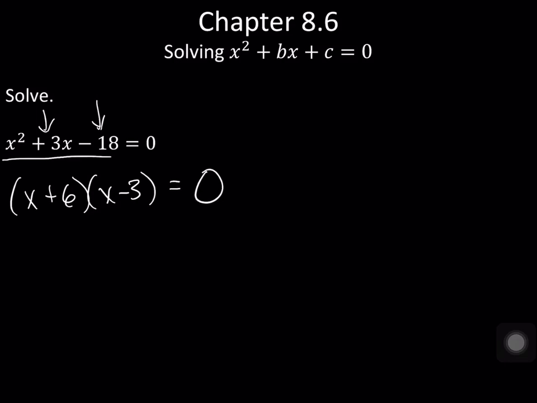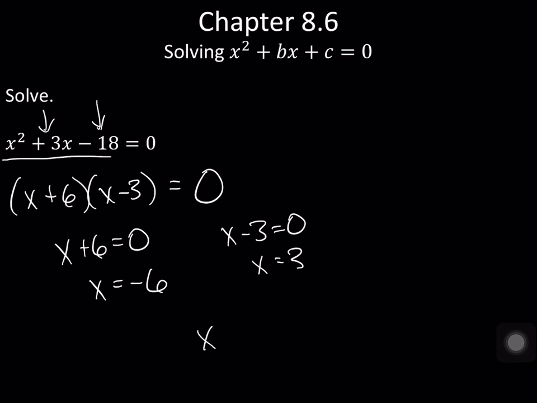Now we're still set equal to 0. So now that we're here, you tell me what your solutions are. X equals what and what? Okay. So if x plus 6 set equal to 0 would give us negative 6, x minus 3 equals 0 would give us x equals positive 3, and those should be your two answers.